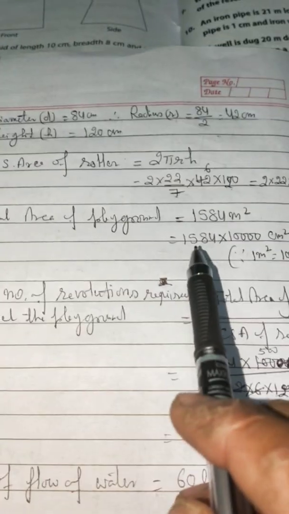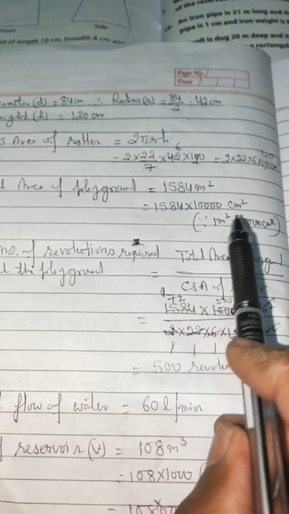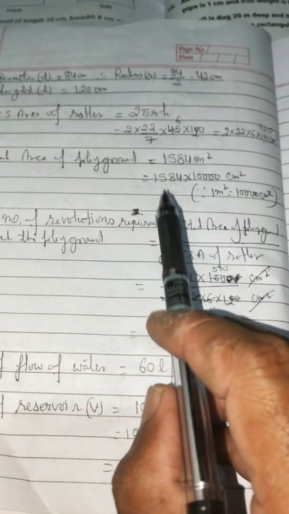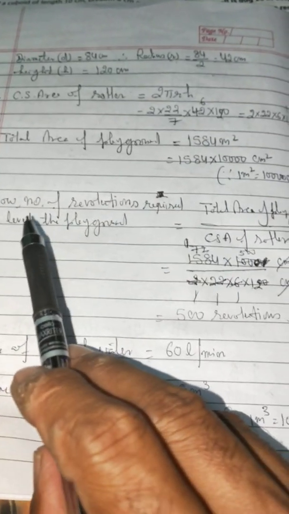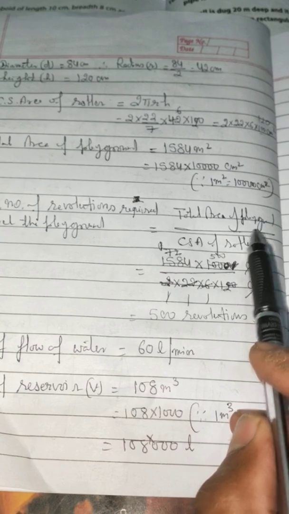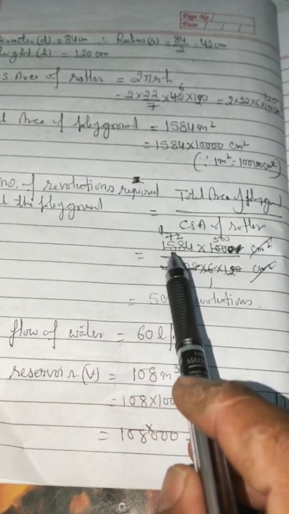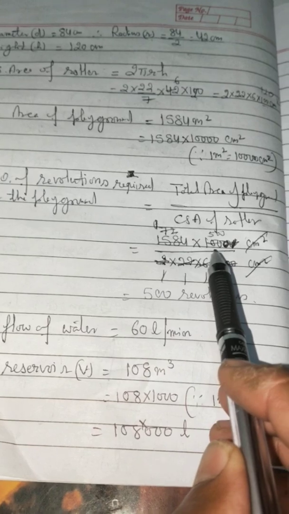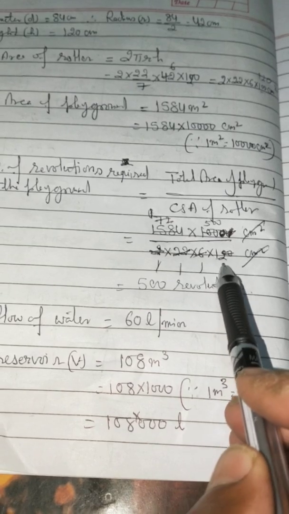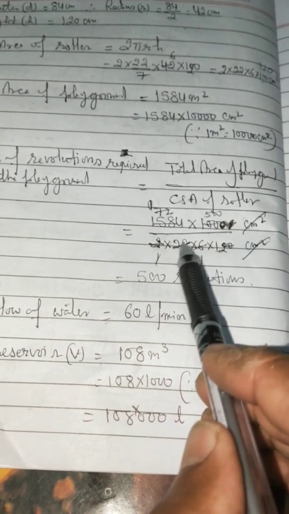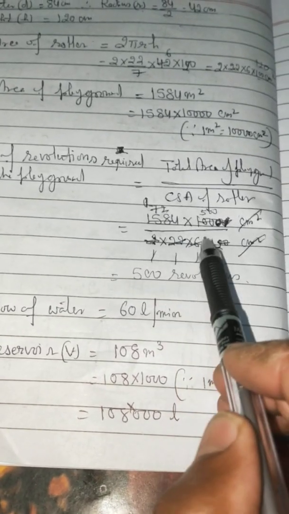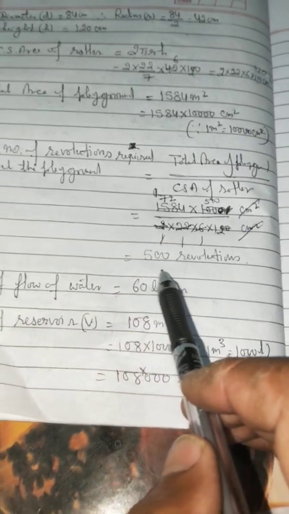Total area of the playground is equal to 1584 square meter. Convert into square centimeter by multiplying the given number by 10,000. Again, don't find the product. The number of revolutions required to level the playground is equal to the total area of the playground upon the curved surface area of the roller. So 1584 into 10,000 upon 2 into 22 into 6 into 120. Cancelling, we get 500. So there will be 500 revolutions.